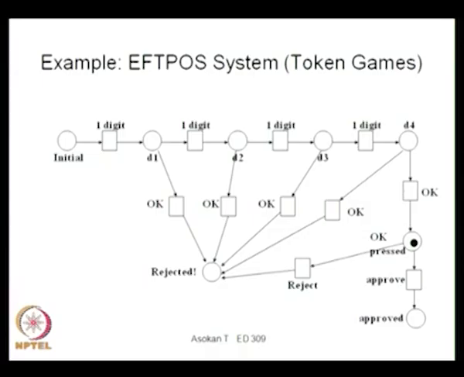Once it is approved, then the transaction will be approved and the token has come over here, and once the token reaches this point approved, again there will be one token available at the initial, that means it is ready for the next transaction. So that is the one loop of normal transaction. So you will be giving all 4 digits in succession and then press the approve and it will go to the approved situation, and again the token will be made available to the initial status so that you can start the operation again. So that is one condition.